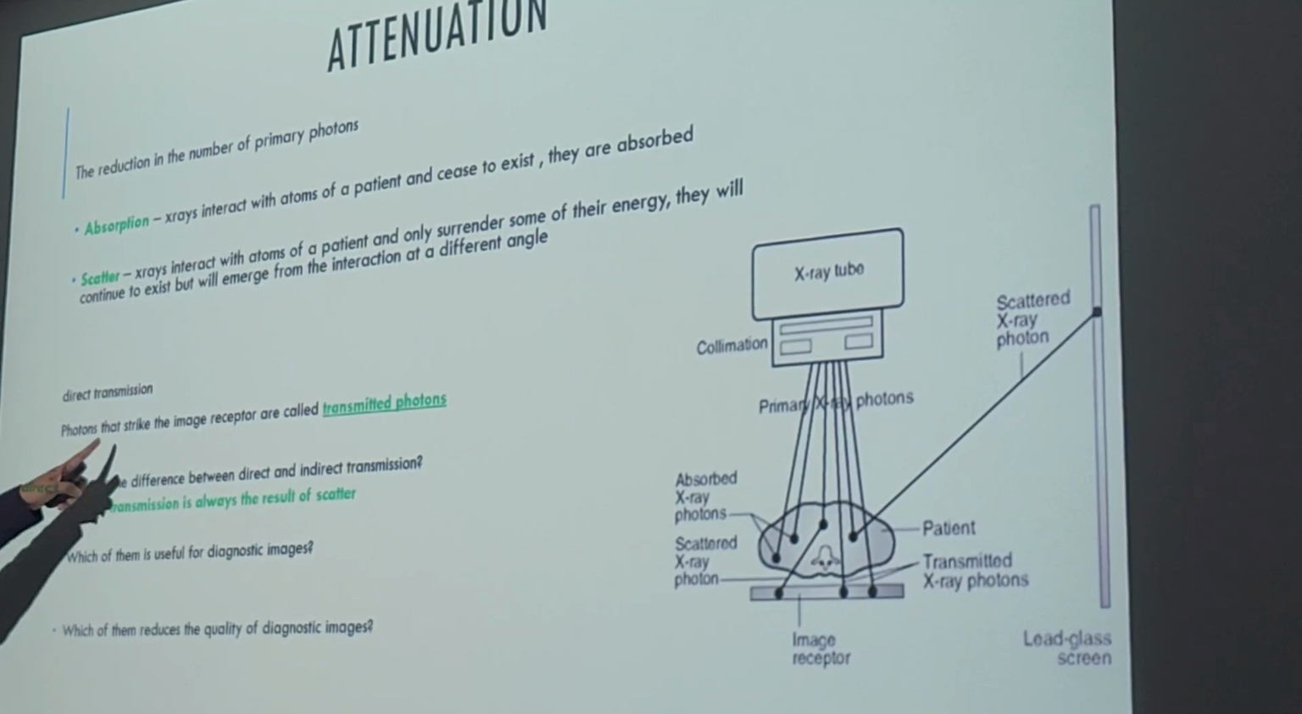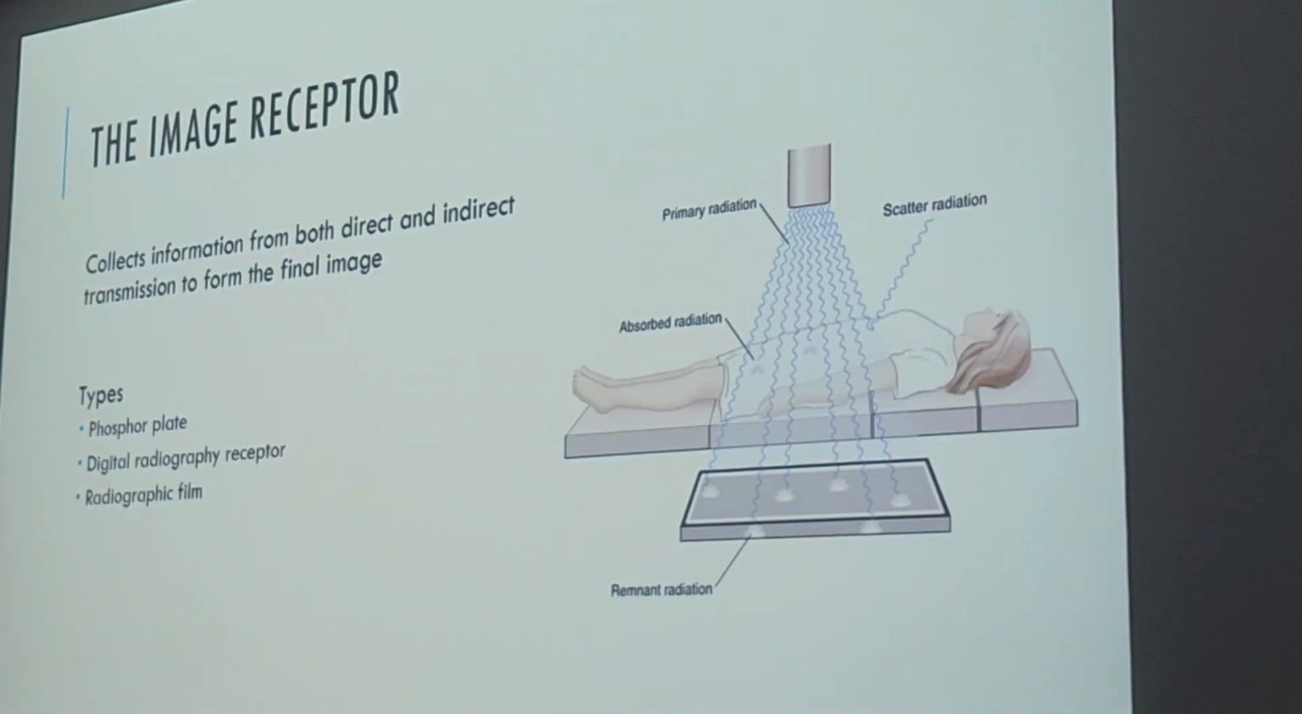And photons that strike the IR are called transmitted photons. We already know what the IR does. It collects information from both direct and indirect transmission to form our image. Direct is useful. Indirect is scattered, so not that useful. And we know the types of different IRs that we have.